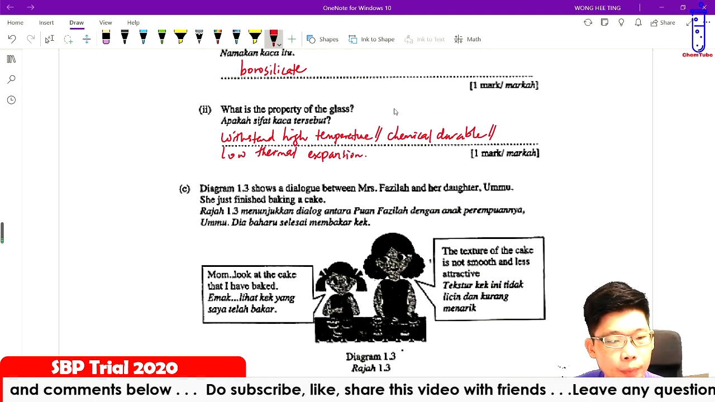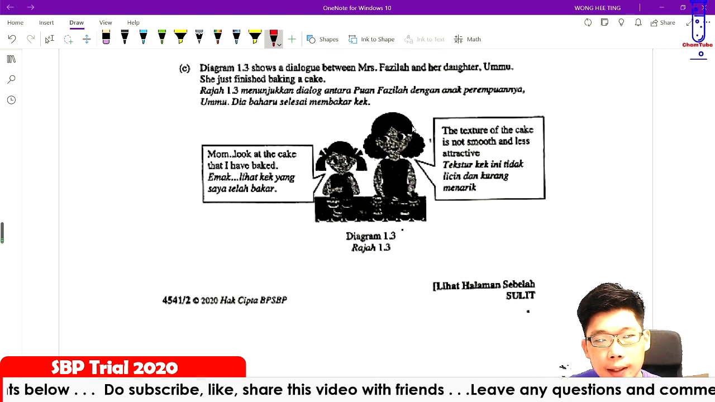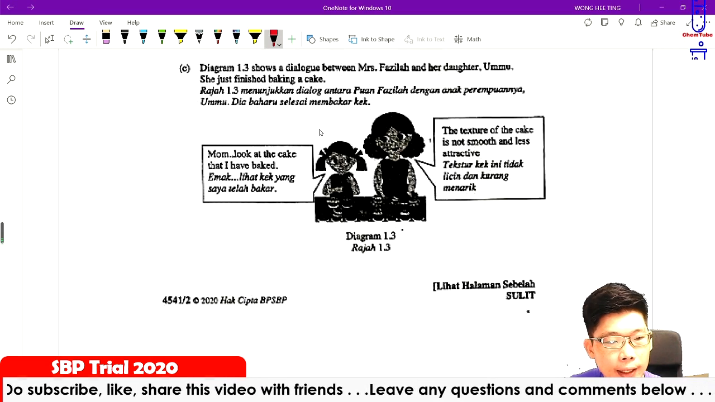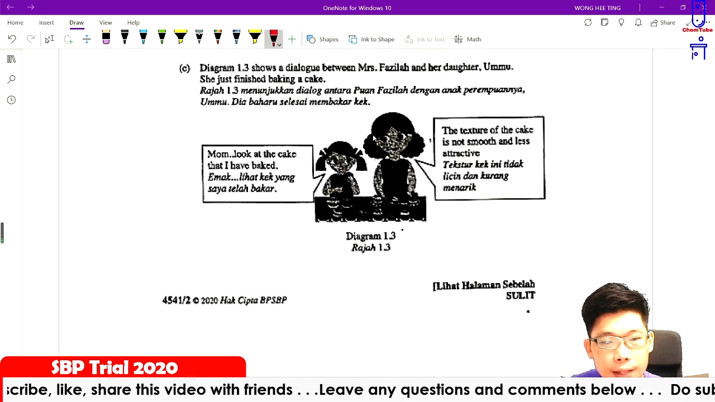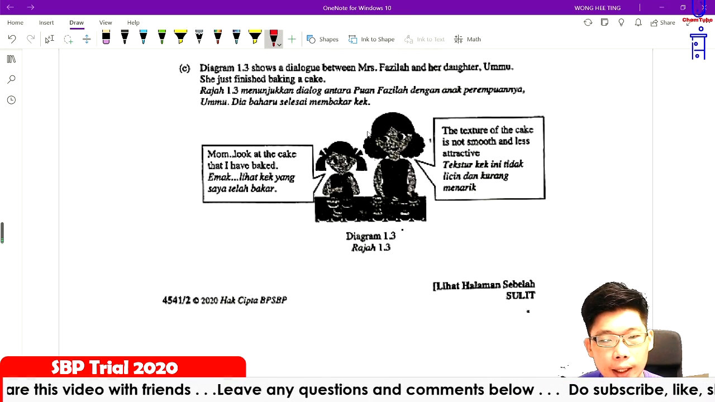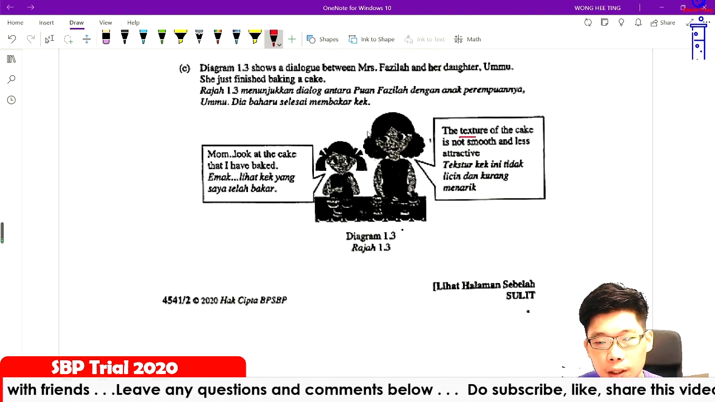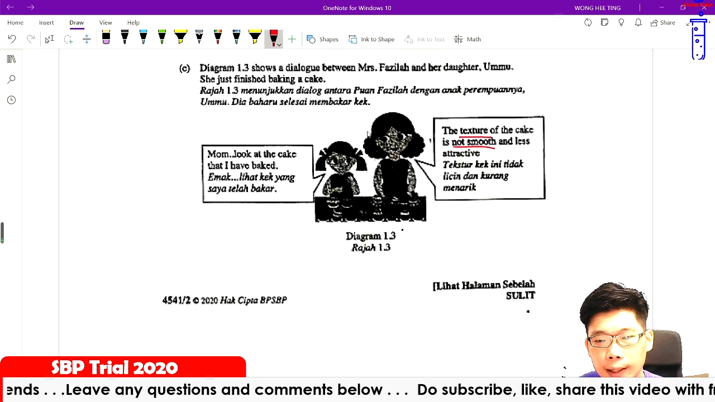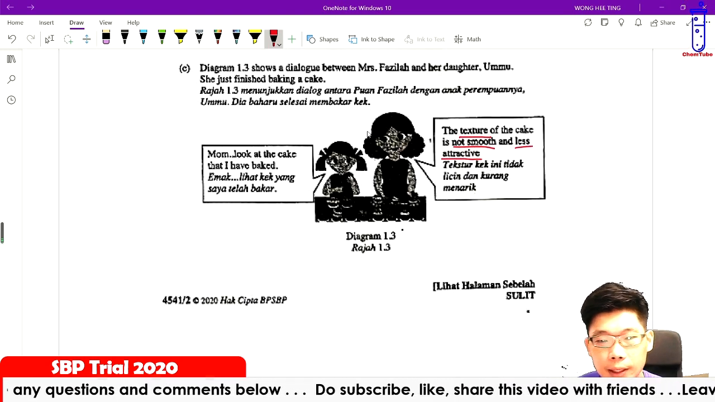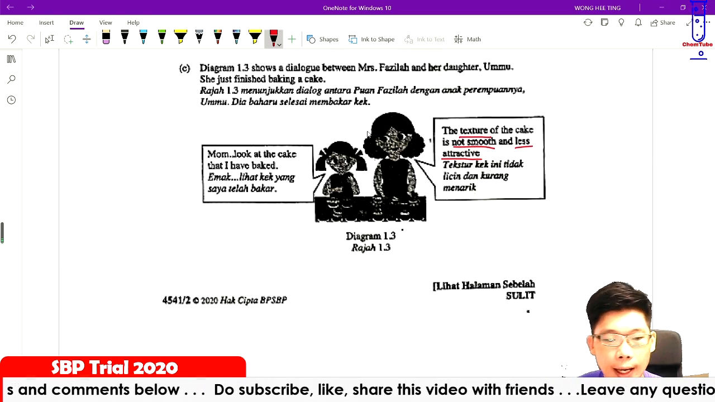Okay, C. Diagram 1.3 shows the dialogue between Mrs. Fazila and her daughter Umu. She just finished baking a cake. Let's see the conversation. Mom, look at the cake that I have baked. The texture of the cake is not smooth, and it is less attractive. So there are two problems here. The texture is not smooth. Another one is it is less attractive.